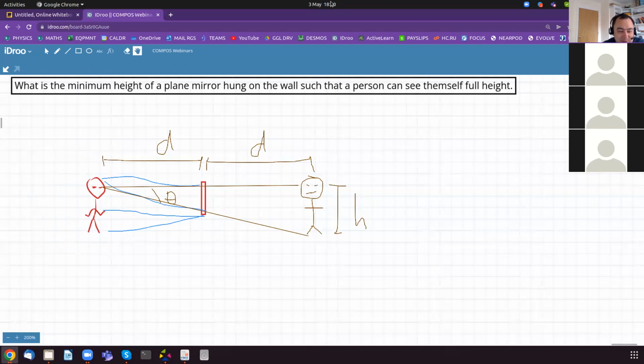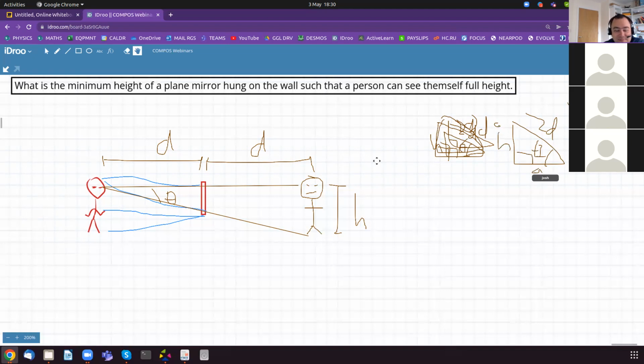So what's the conclusion? Oh, you're drawing something. Okay. The trig. It's not trig. No, it's like triangles. Similar triangles.